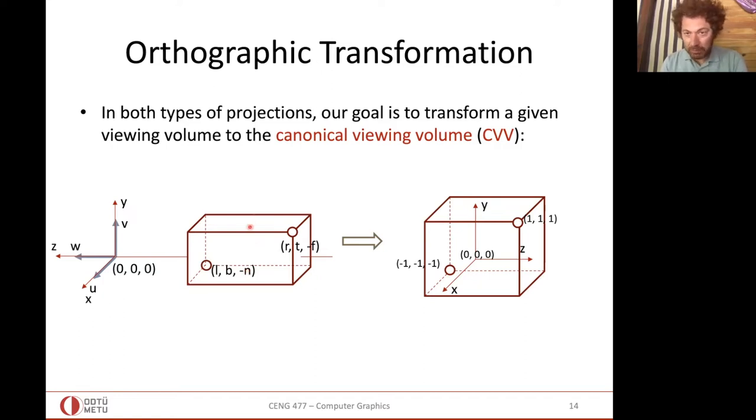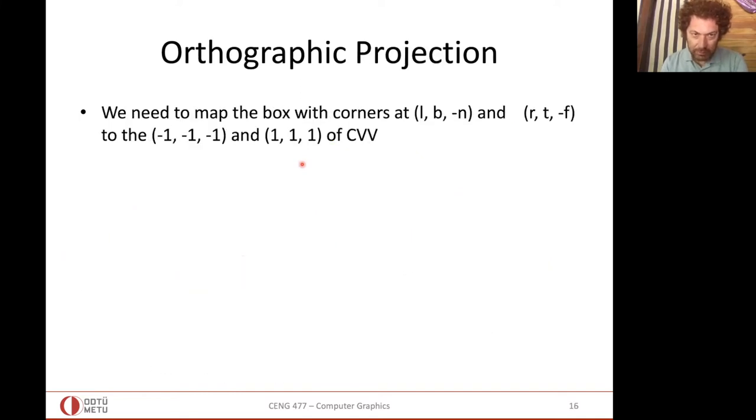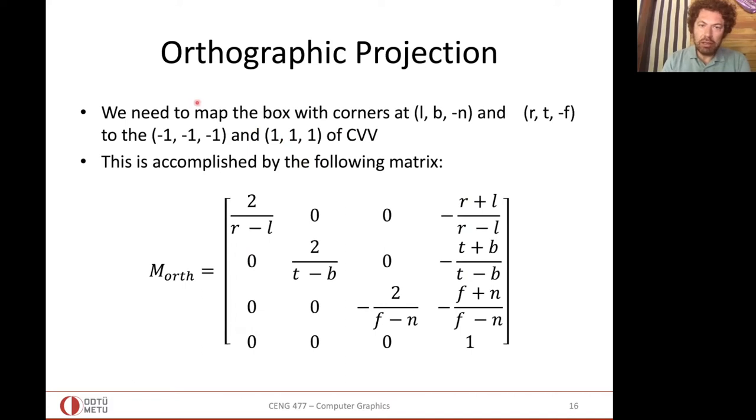It is not random, but the numbers are random. So L, B, R, T, F, N, these are random numbers. They will become minus one or one just after the canonical viewing volume transformation, which is the following. So I need to map L, B, minus N to minus one, minus one, minus one, and R, T, minus F to one, one, one. So if you apply this to your 3D points and your homogeneous points with one as the fourth coordinate, you will get what you need.